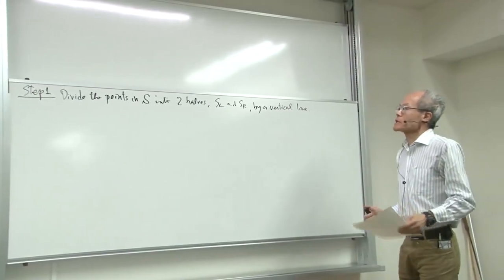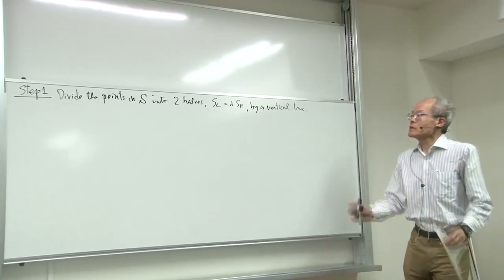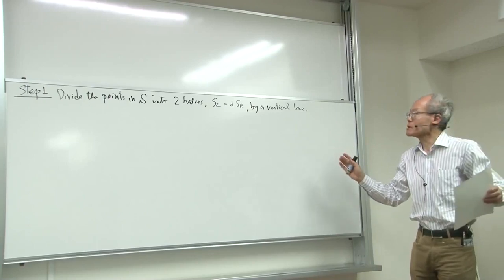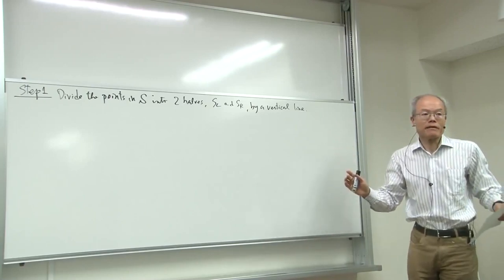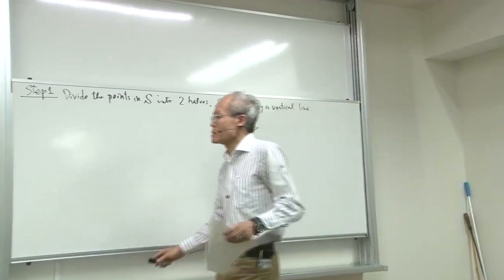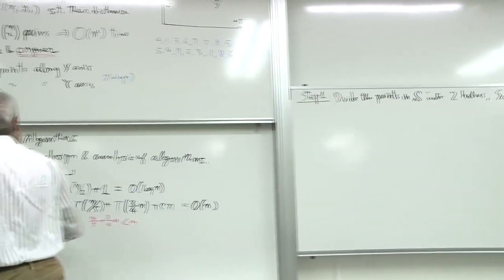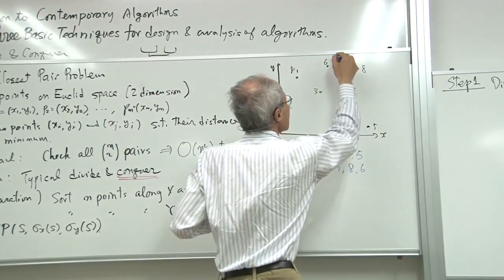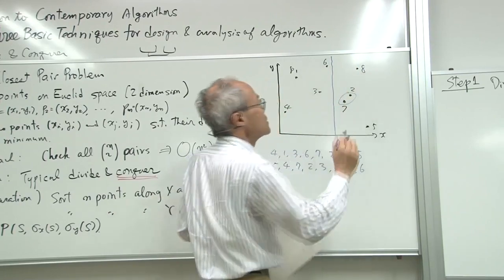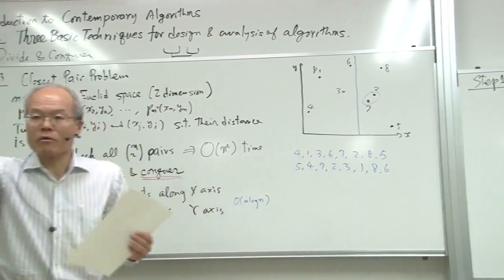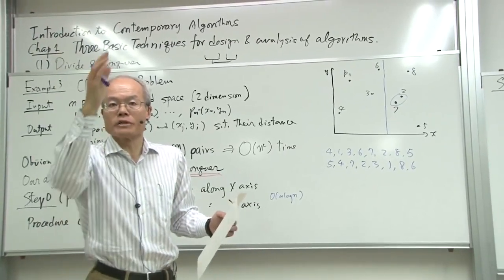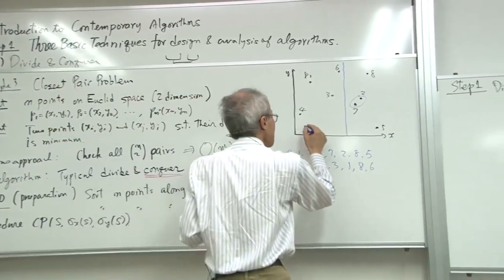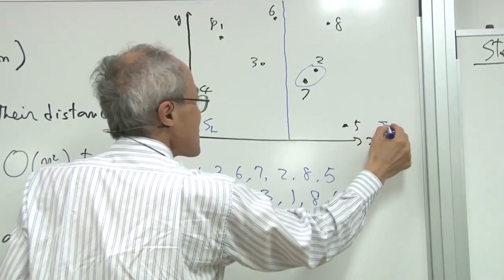So the first step is just to divide the point set into two halves, two subsets of the same size, by a single vertical line. Okay? So we use just a single vertical line to divide the whole set into the left side and the right side. So this is S sub L, and S sub R.